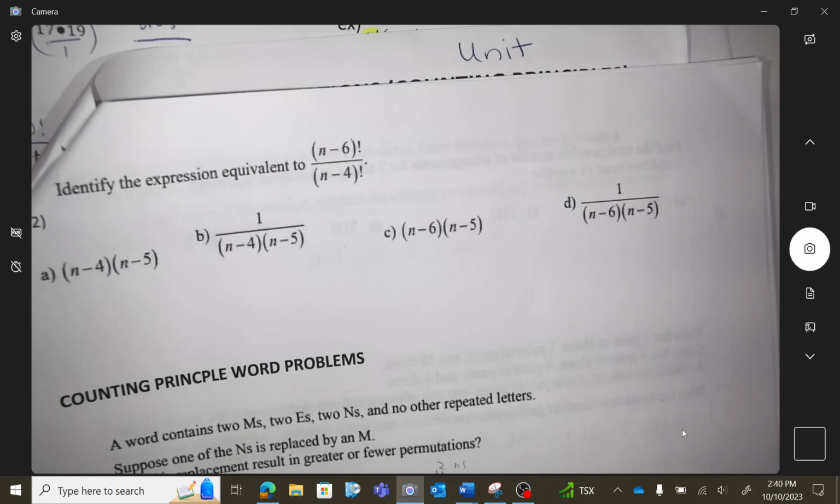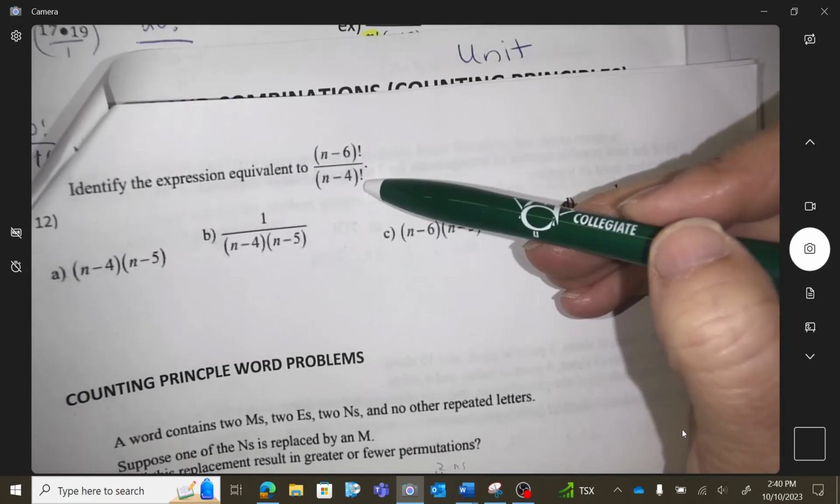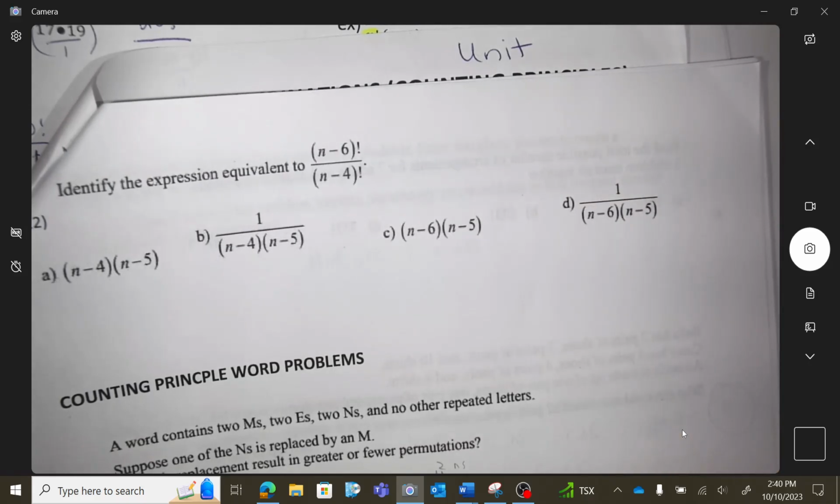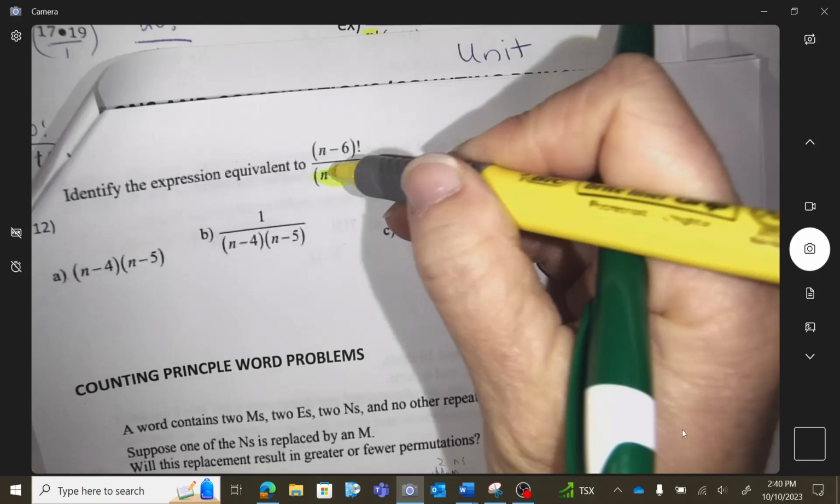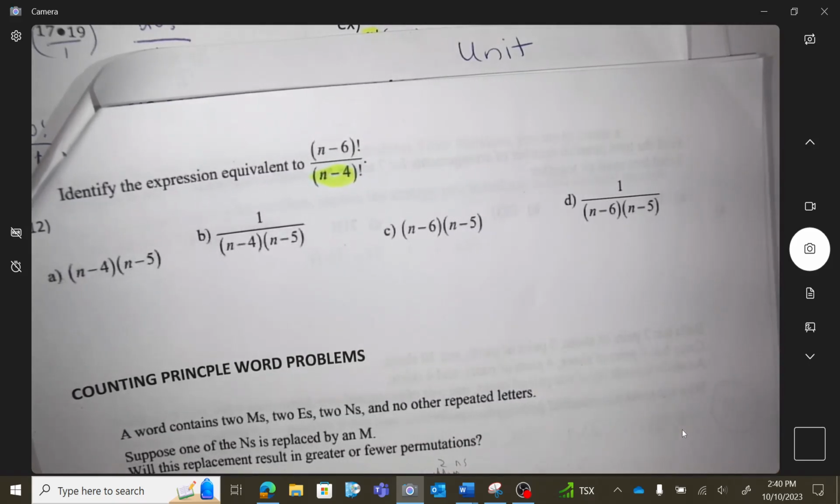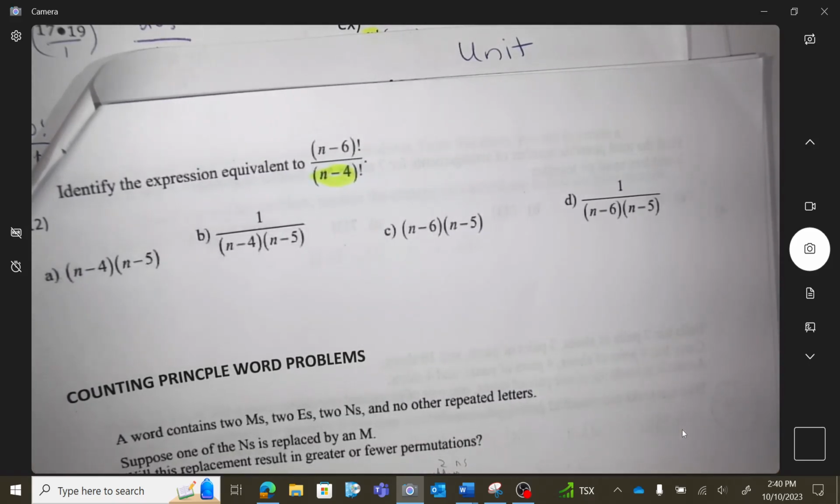Okay, expand the larger one, and here's where people get tricked. Which one of those is a larger number? Is n minus 6 or n minus 4 the larger number? N minus 4 is larger. That one tricks people because they see 6 and think, oh, 6 is a larger number.